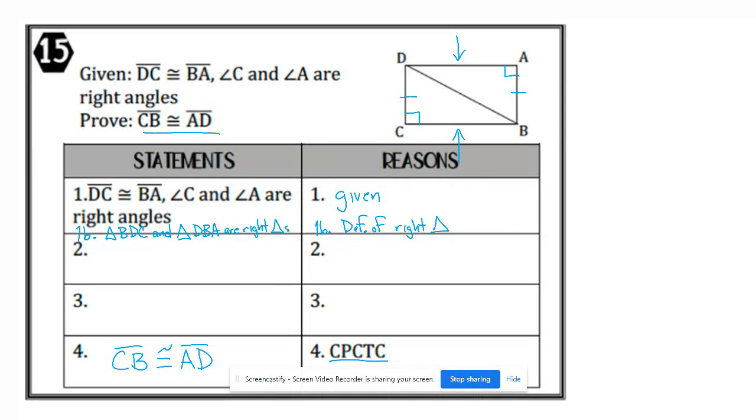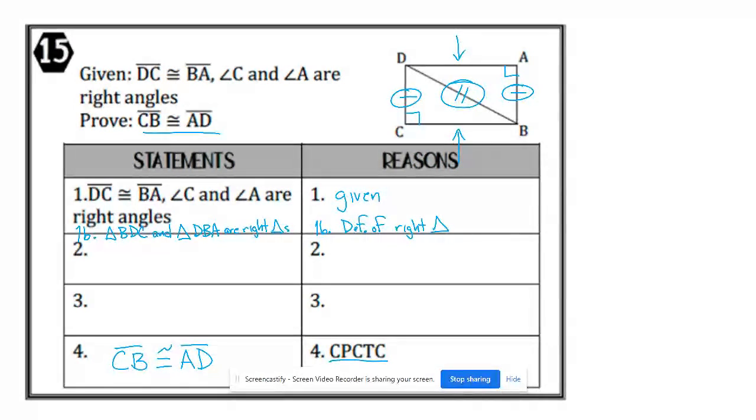The only other thing we know is that this side here is part of both triangles, so it has to be congruent to itself. So now if you look at what we've marked, we have two sides and one pair of angles. Normally, we'd start looking to do side, angle, side, but our angles are not in the right spot. They're not in between the two sides. So our other option here, because we have right triangles, this right here is the hypotenuse of both triangles. It's the longest side. And then these two sides right there, DC and BA, are legs. So we can use hypotenuse leg.